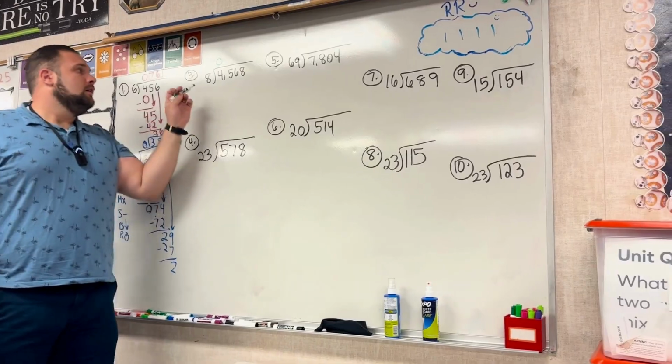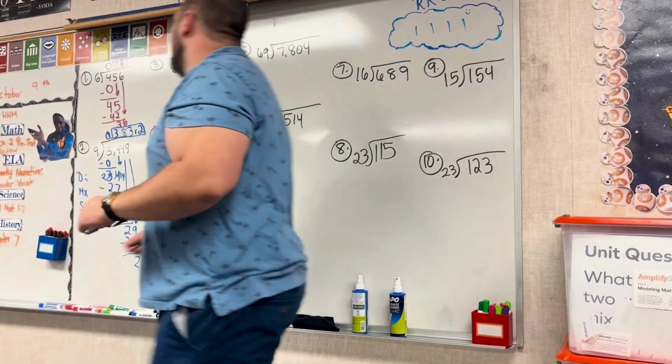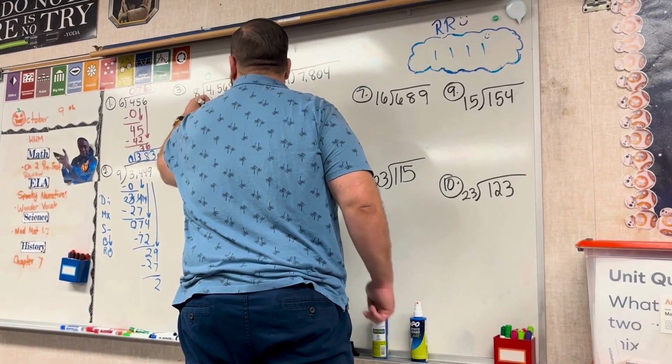Okay? 8 times 0 is 0. And when we subtract, we have 4. And we bring down the 5.